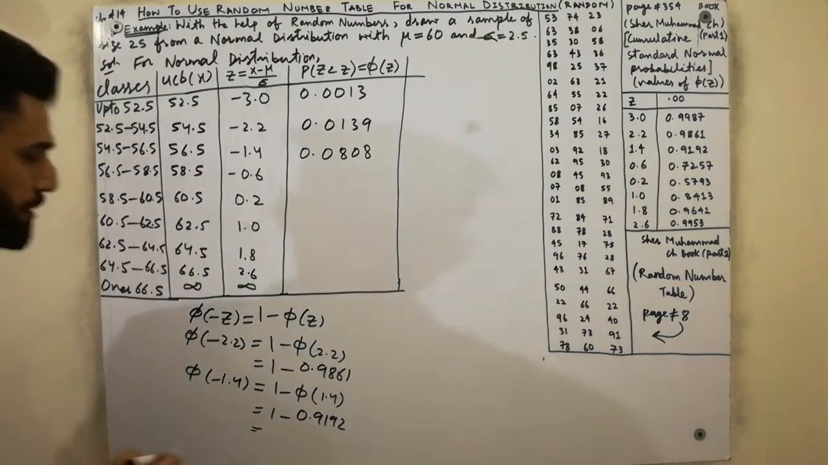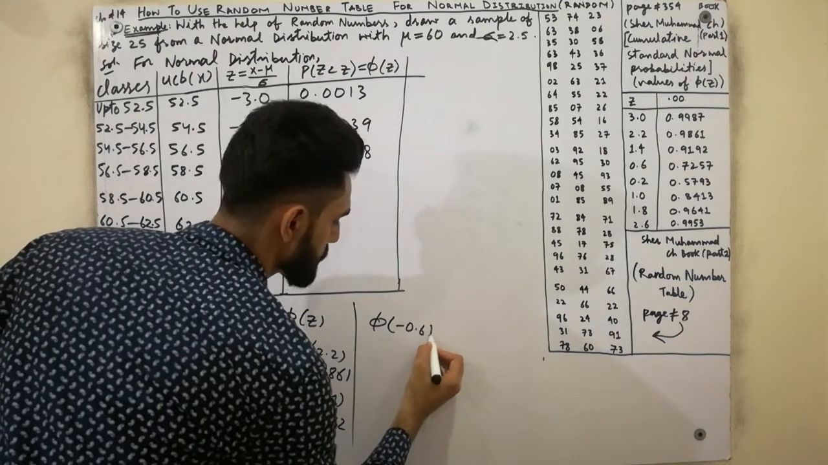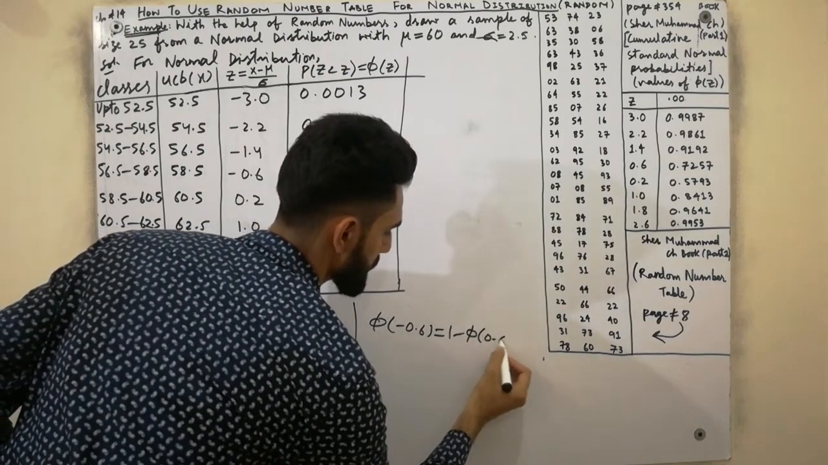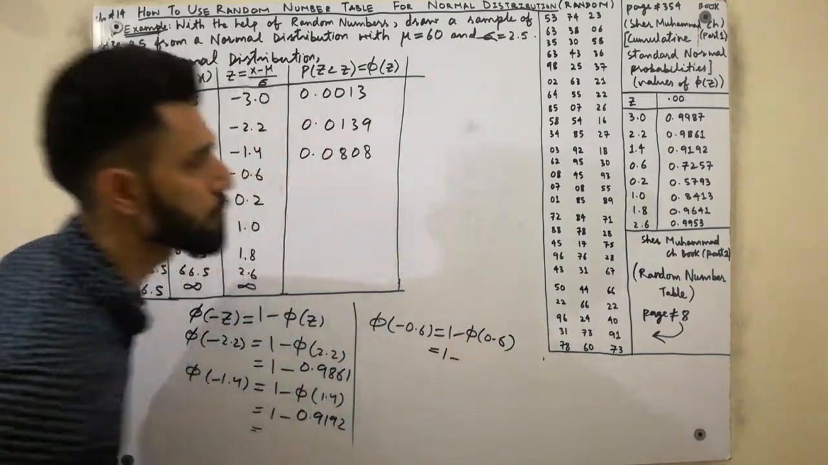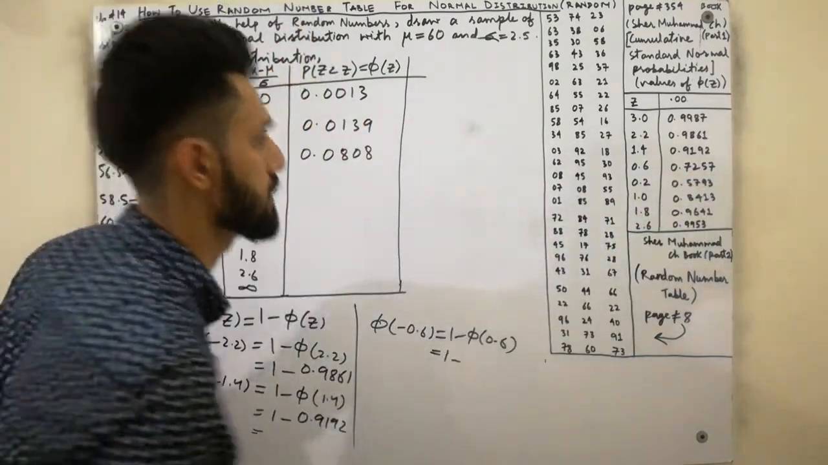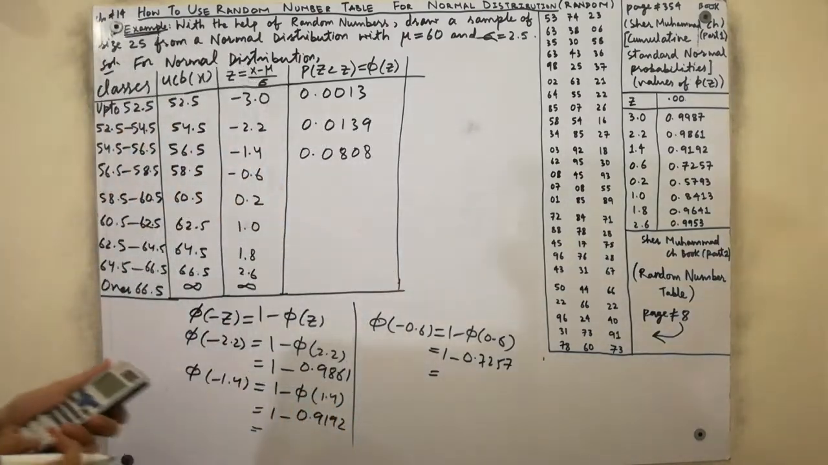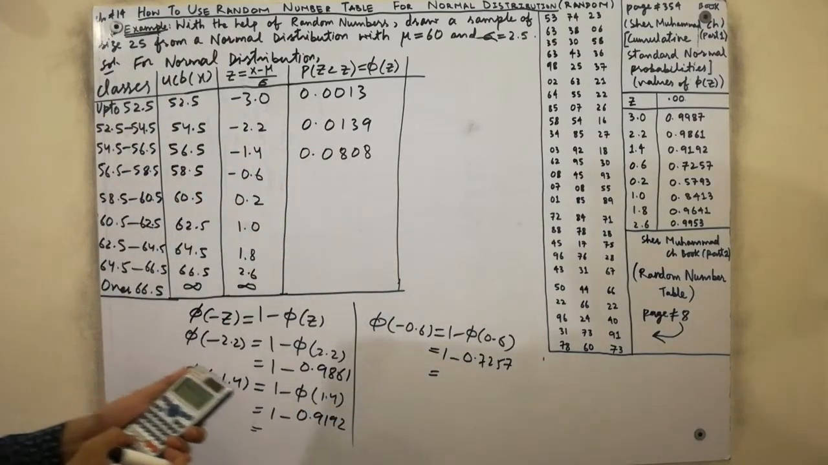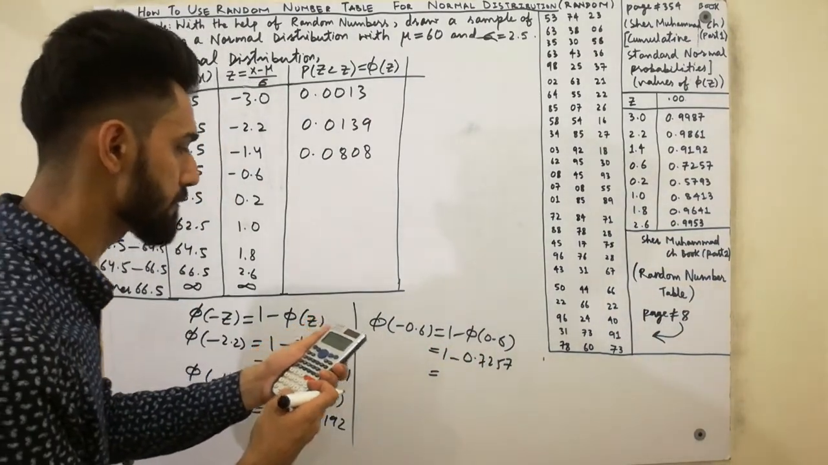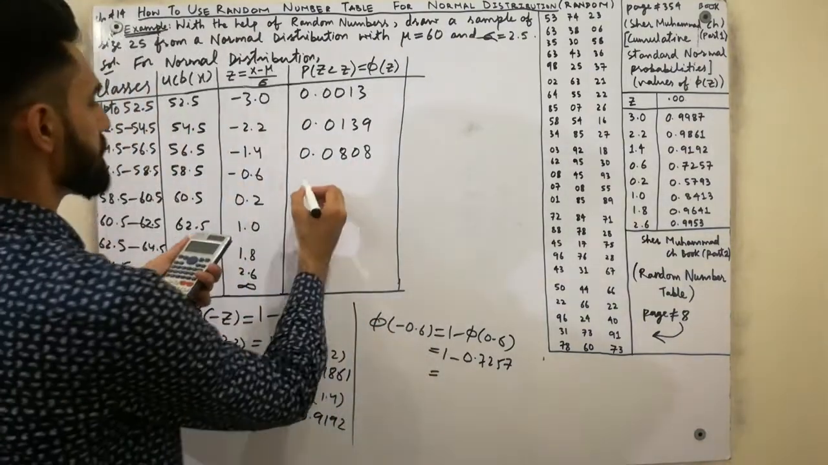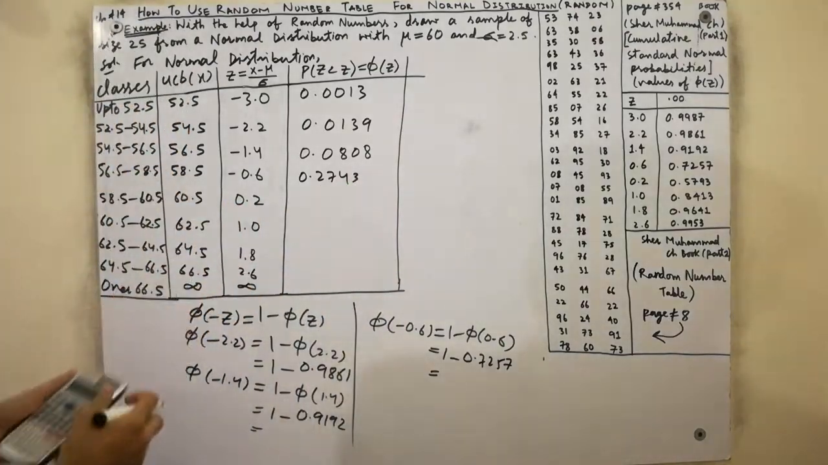Next, minus 0.6. Phi of minus 0.6 is equal to 1 minus phi of 0.6. The value for 0.6 is given as 0.7257. Next, 1 minus 0.7257, we get the value 0.2743.